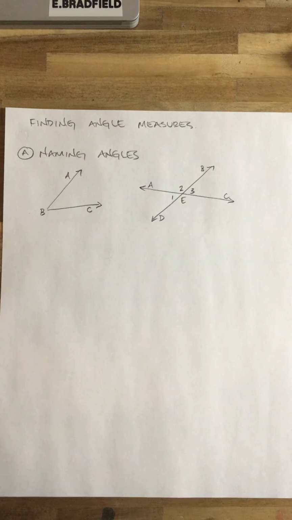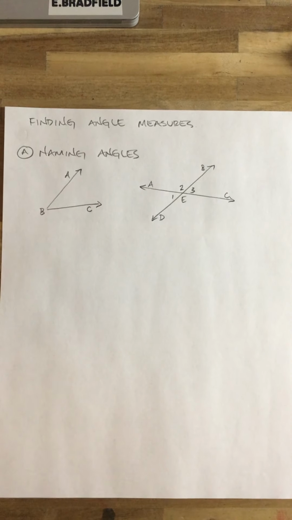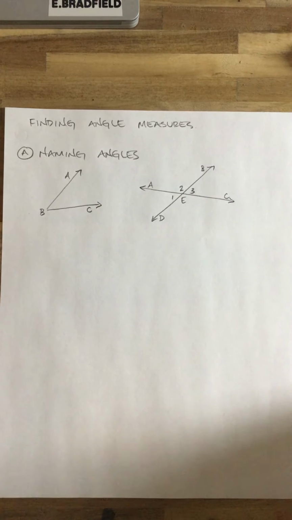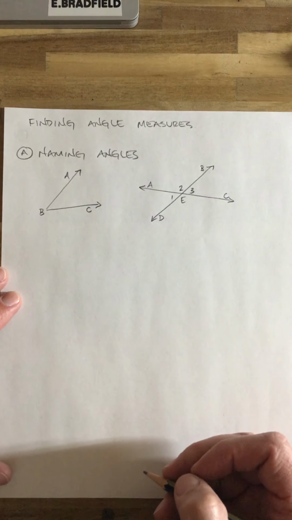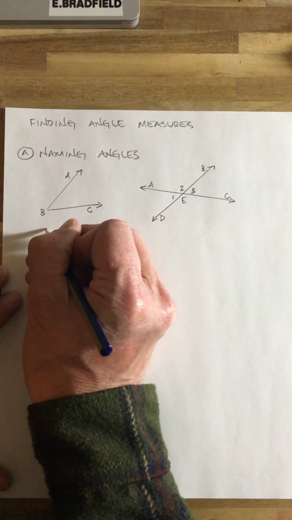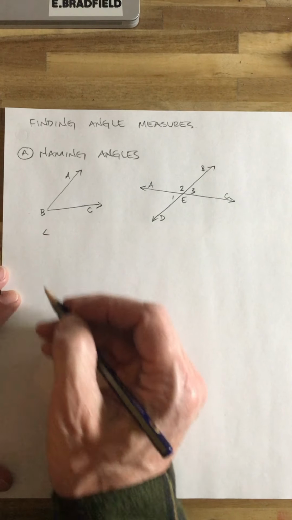Hey guys, all right, so we're going to be finding angle measures today, little by little. First thing we need to do is figure out how to name angles. So go ahead and copy this down. All right, so this angle right here, we can name it angle, and you write that little L-looking thing, that means angle.